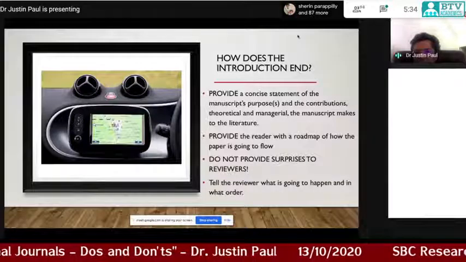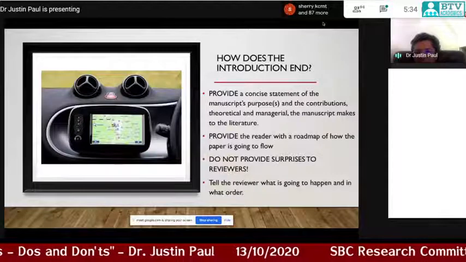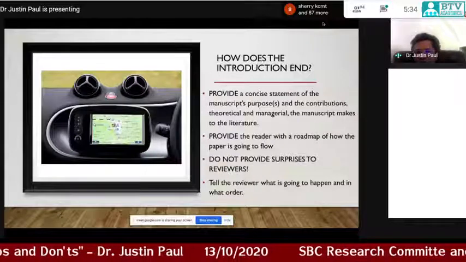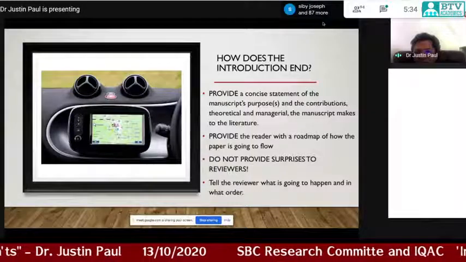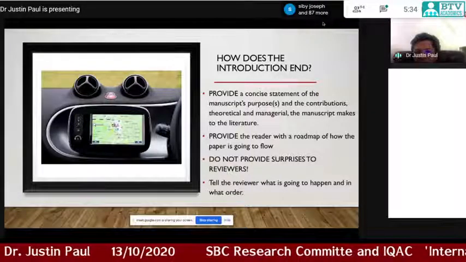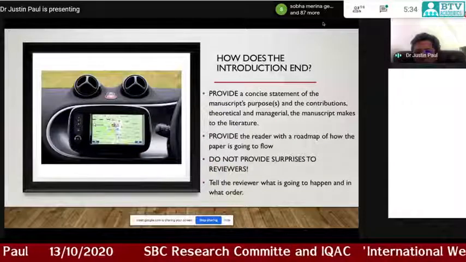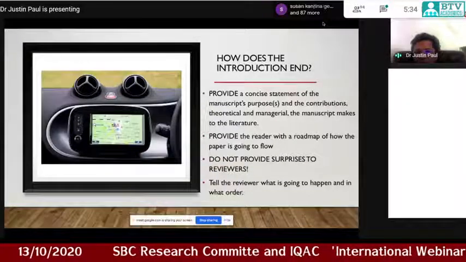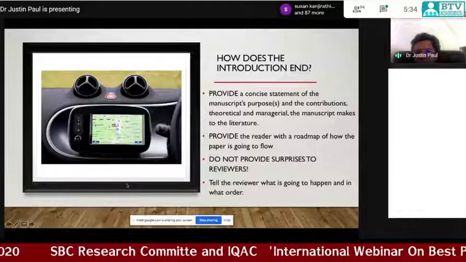It's important. Also, in the last paragraph of the introduction, provide the reader a roadmap of how your paper is going to flow. This is important. The last sentence in the last paragraph of the introduction should be a roadmap of your paper, with the different sections and their structure. It's important.